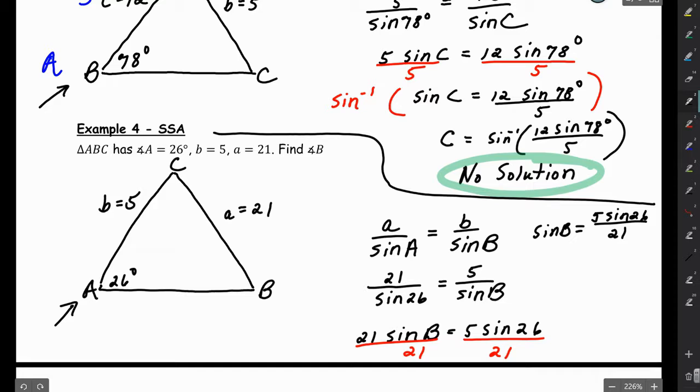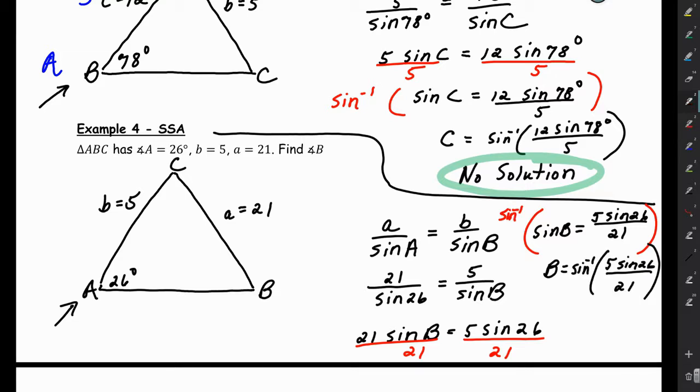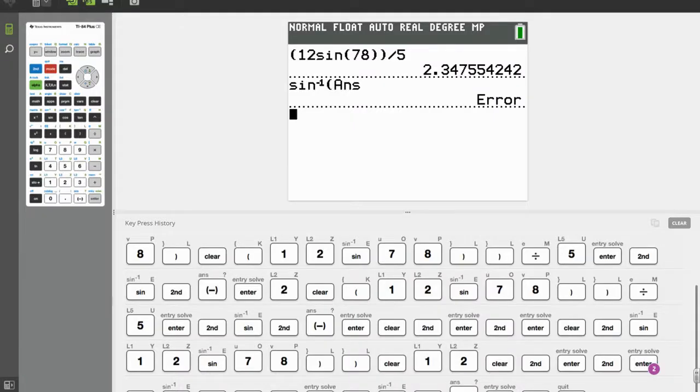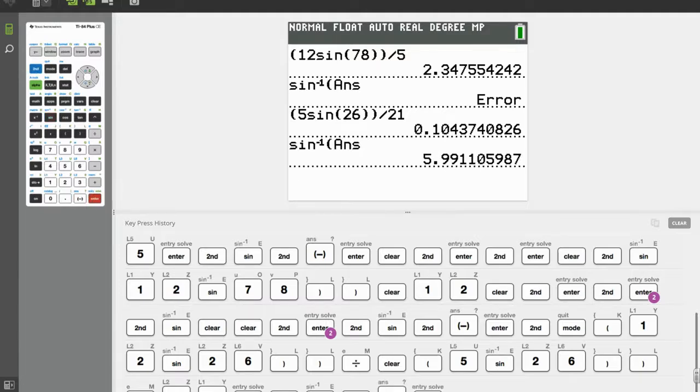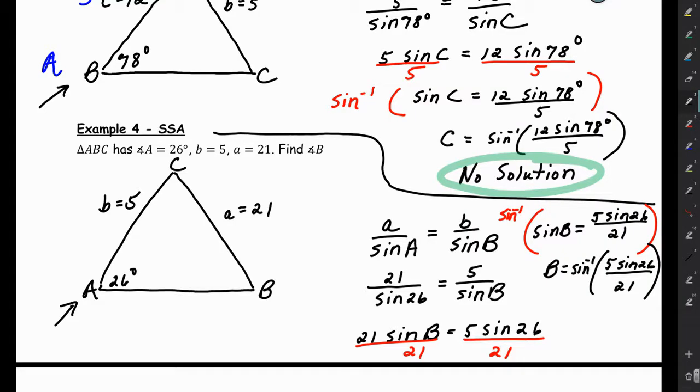Now, to undo sine, we have to take the inverse sine of both sides. We're going to take the inverse sine of both sides. Let's do that in our calculator. Hopefully we won't get an error this time. All right, we're going to take the inverse sine of our answer. And we're going to get a value this time. So this time we get about 6 degrees. So the value of B is approximately 6 degrees.